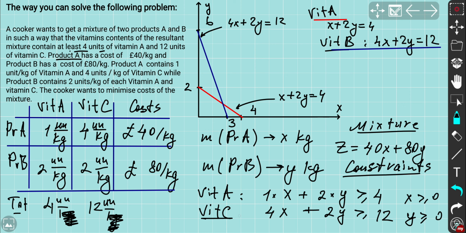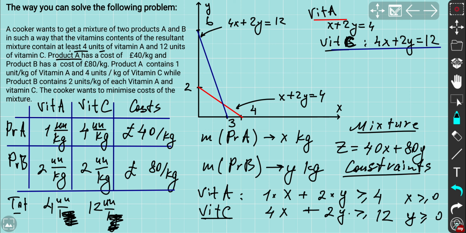Okay, what about vitamin C? Again, I messed up, and instead of vitamin B, I'm going to have vitamin C. Sorry, my bad. Yeah, because we have products A and B, and sometimes it might be confusing. All right, so that's vitamin C. For vitamin C, we have more or equal.